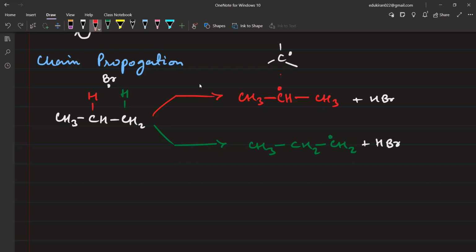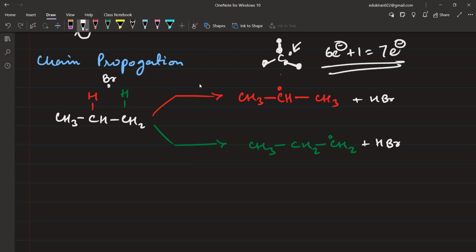Fine. Now, if an atom has 3 bonds, that means it has how many electrons? Each bond has 2 electrons, right? So it will be having 6 electrons from the bonds, and one of the electrons will be this free radical. That is equal to how many electrons? 7 electrons. Aliza and Aisha, any doubts in 7 electrons? Yes or no? No, sir. No doubt, right?